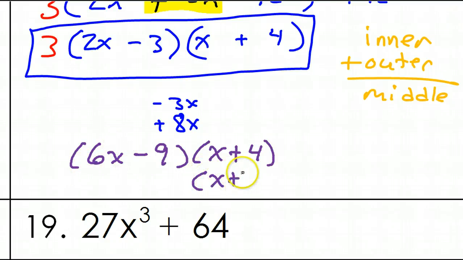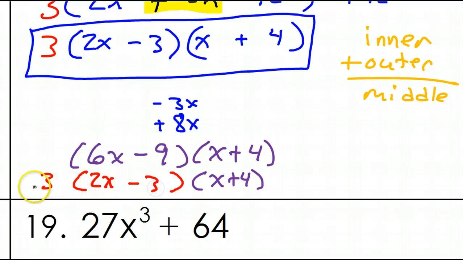So again, to finish up the problem, you would bring down your x plus 4. You notice that these are divisible by 3, so bring that out and go ahead and write what's left once you divide. So that would be 2x minus 3, which brings you back to the same thing that I had.